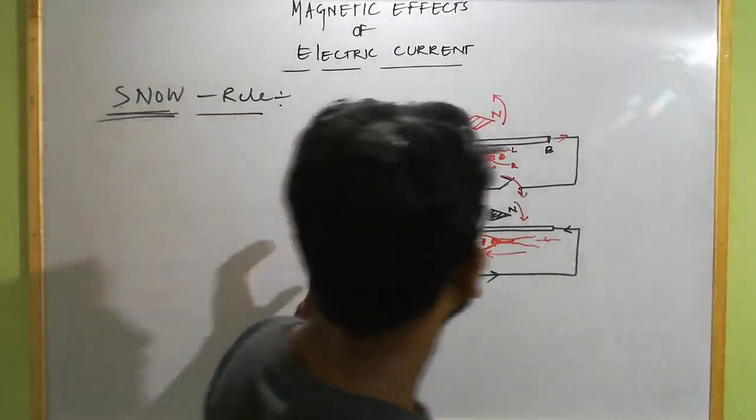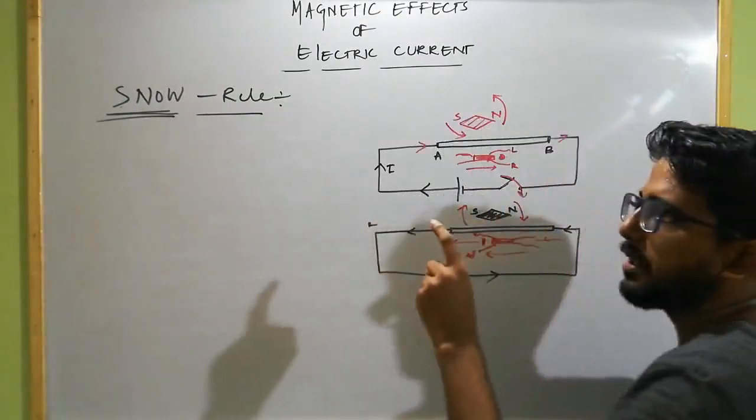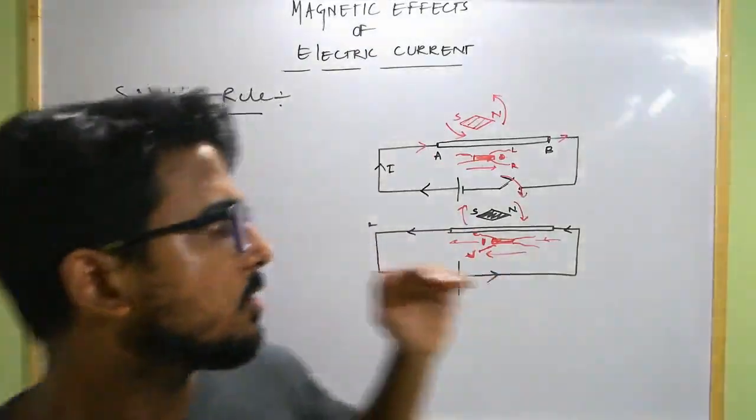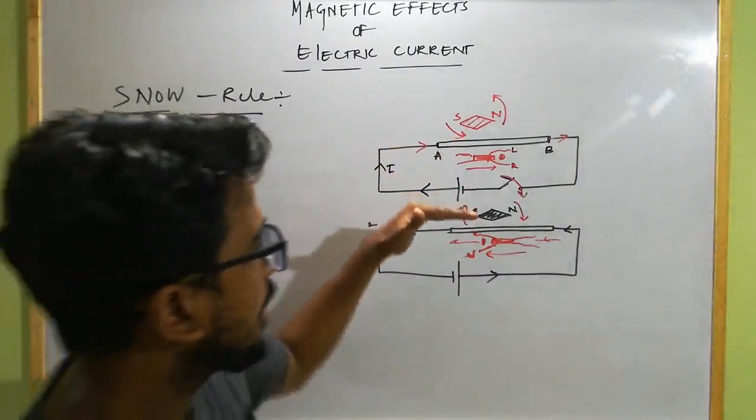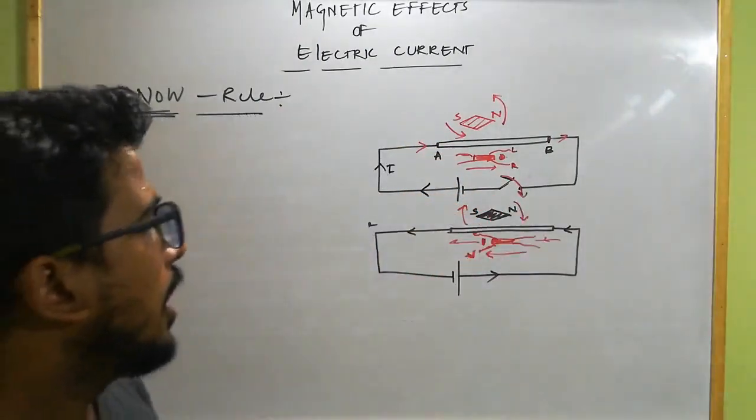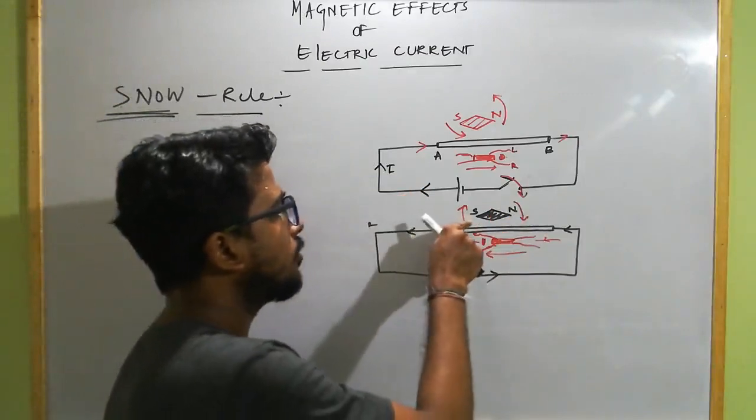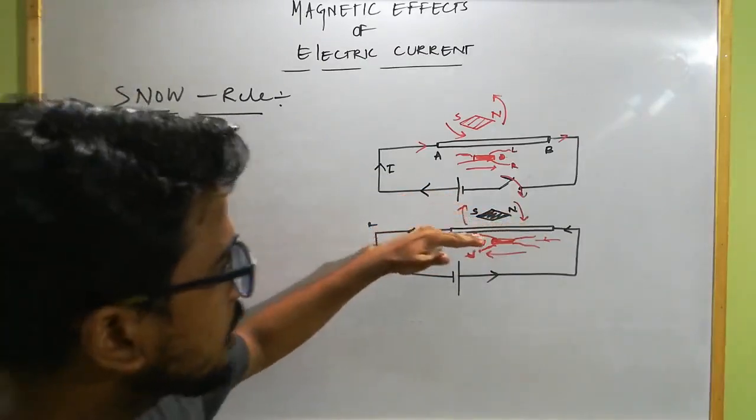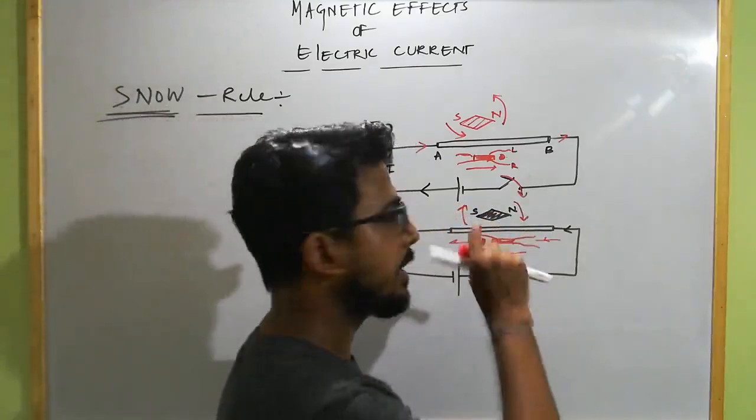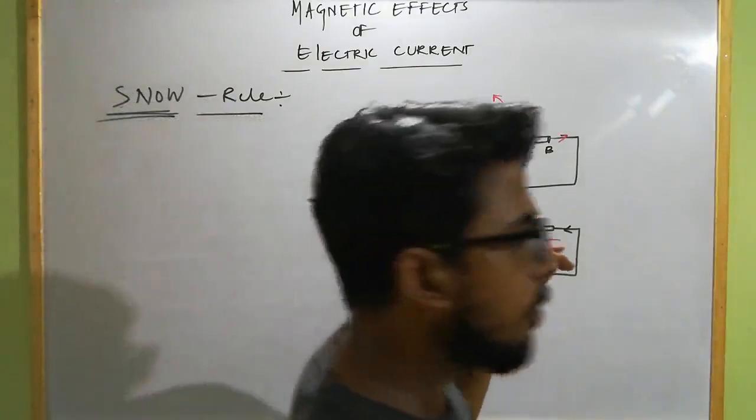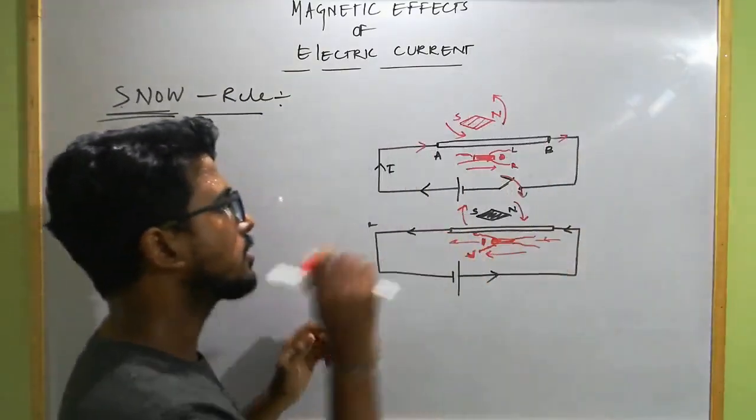That if the electric current is passing through a current carrying conductor in such a way that we place a magnetic compass parallel to that conductor, and the current direction is from the south to the north pole of the magnetic compass, then the north pole of the magnetic compass gets deflected towards the west.